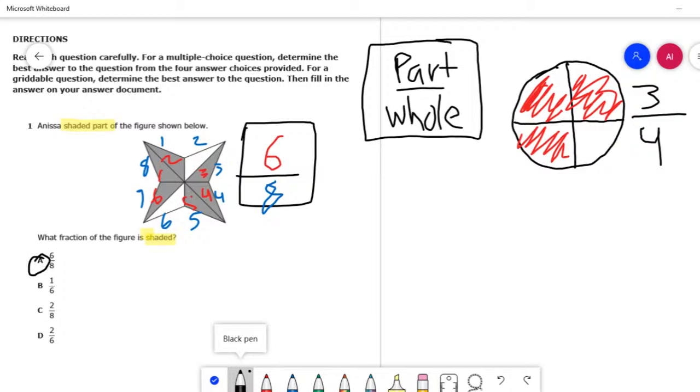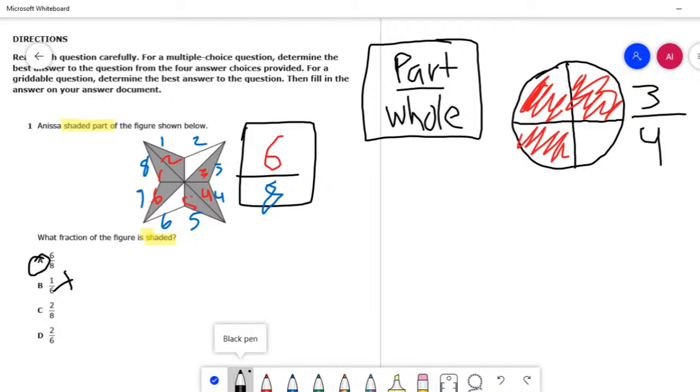Now let's just go through the rest. B, 1/6. We cannot have that because we first of all counted that there are 8 total parts and not 6. So we know that that's wrong. C, 2/8. Now this one did get the part right, that we have 8 total parts. But this one says that there are 2 parts shaded, which is not true. We have 6 parts shaded.